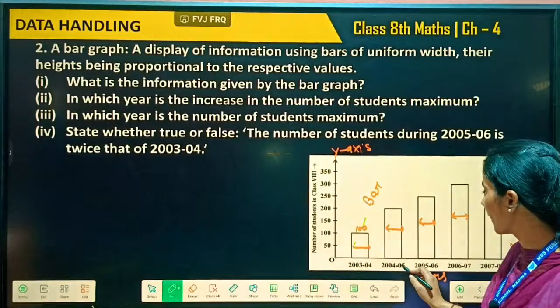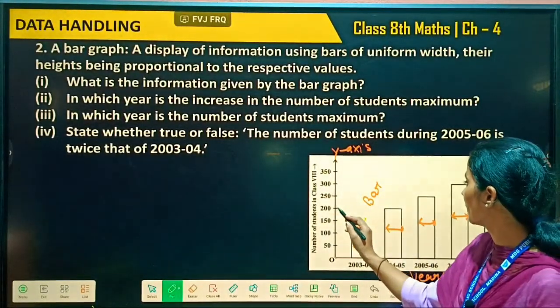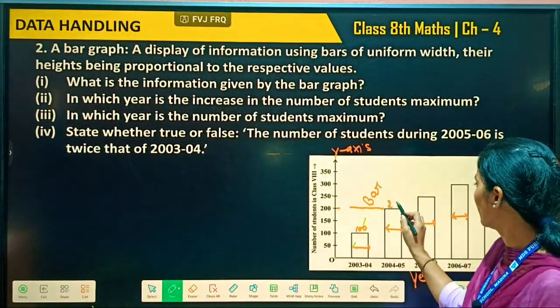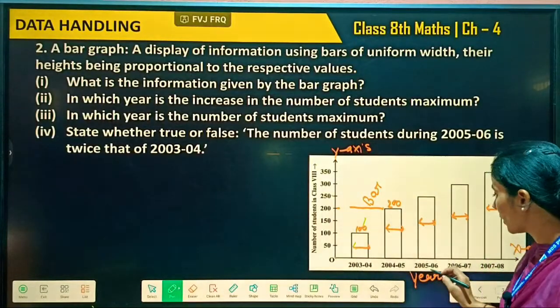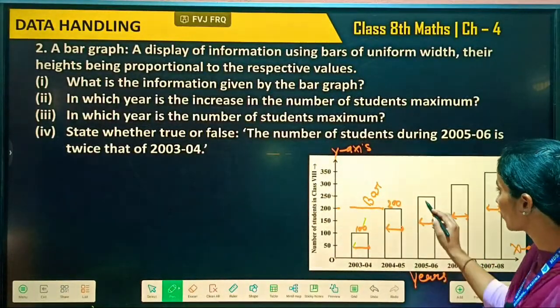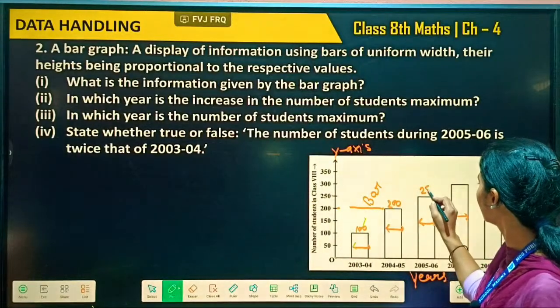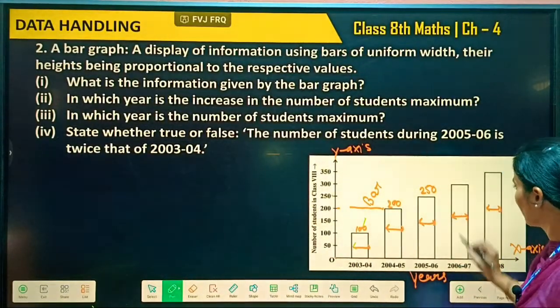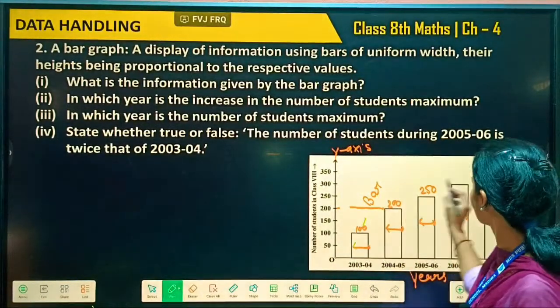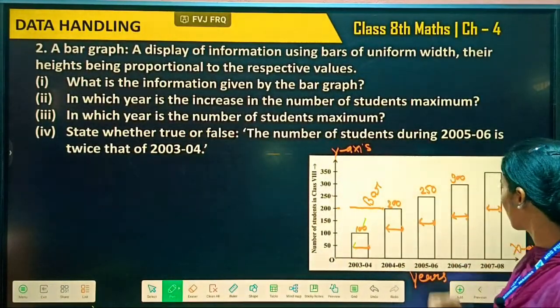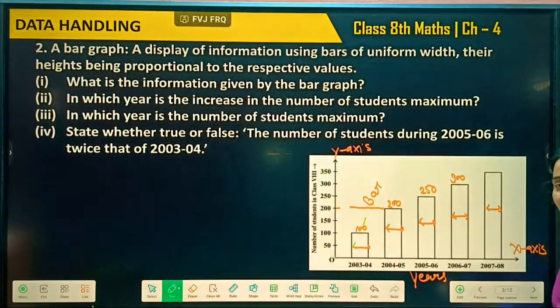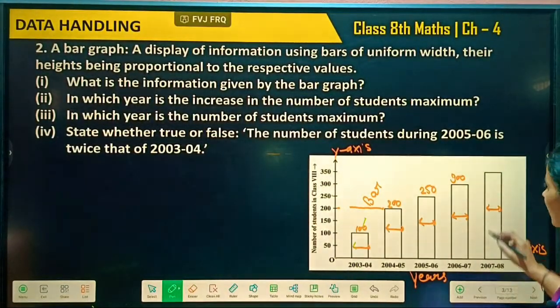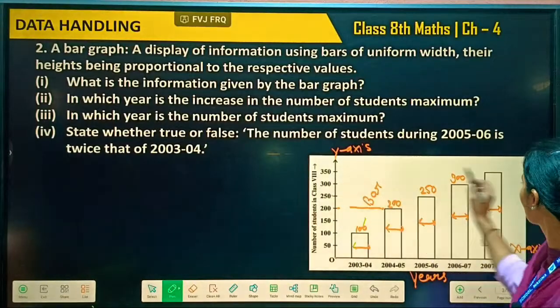In 2004 and 2005, number of students were 200. And in 2005 and 2006, number of students were 250. In 2006 and 2007, number of students were 300 in class 8. And in 2007 and 2008, number of students were 350.